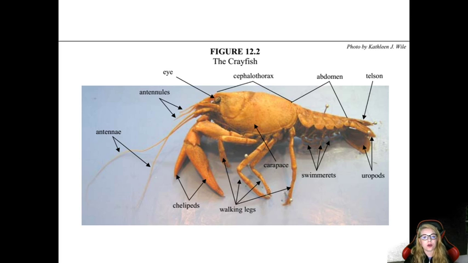So we are going to continue our discussion on arthropods today, focusing specifically on the crayfish.